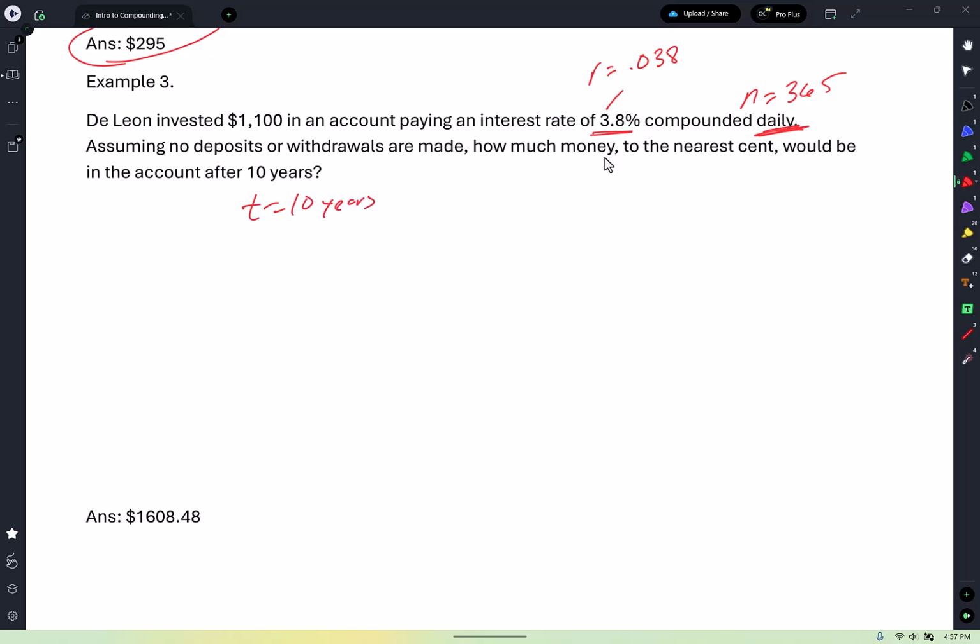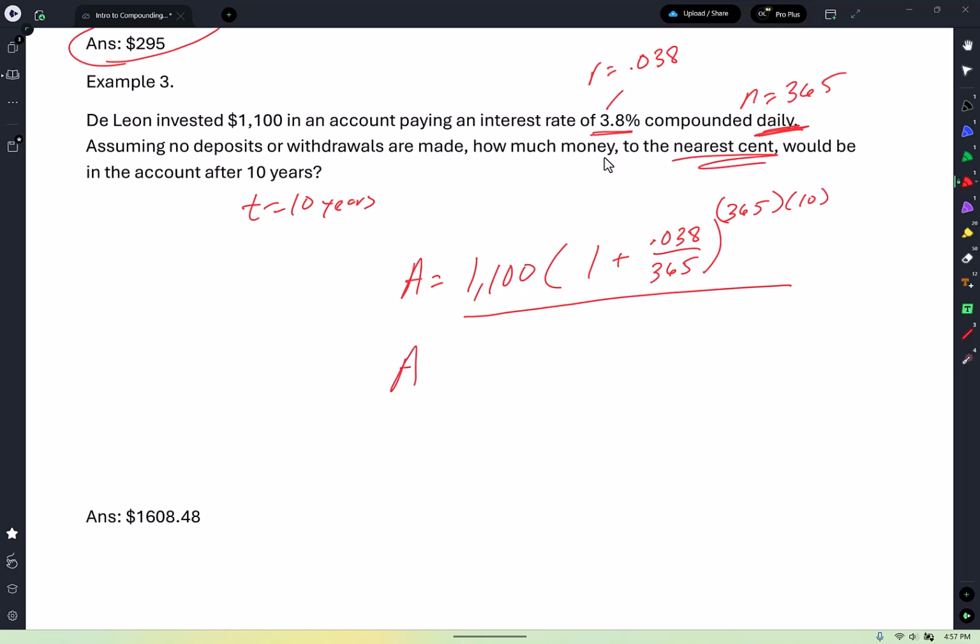And again, this is becoming copy-paste, right? It's pretty straightforward. So the amount is going to equal the initial amount, 1,100, parenthesis 1 plus 0.038, and it's compounded daily, so 365, and then raised to the power, the N is 365, and the time is 10 years. So there it is. We're going to type that in. It says to the nearest cent. So let's see what we get.